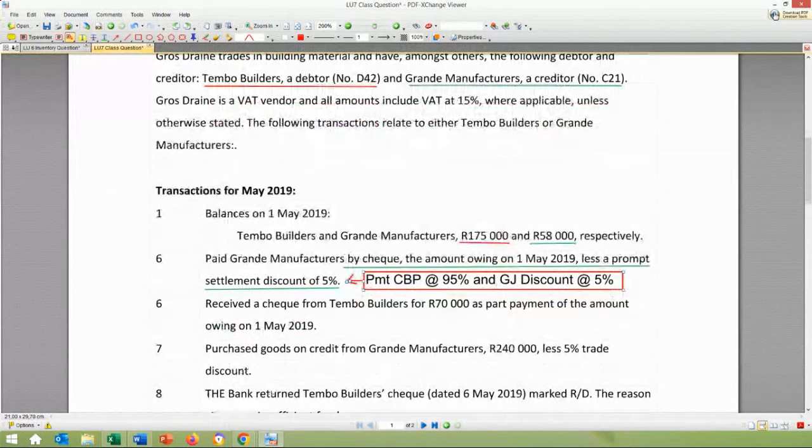Okay, so then on the 6th, we received the check from Tembu Builders for 70,000 as part payment. Now we know Tembu Builders is our debtor. So this is not accounted for in our creditors journal. This is part of question 4.2, where we have to discuss the fact that we had our opening balance, they made a part payment, and then we sold more goods to them at a discount. So we'll deal with that shortly. So this is our data.